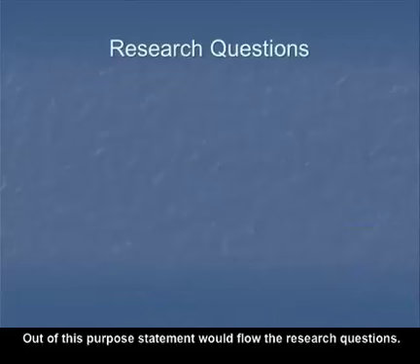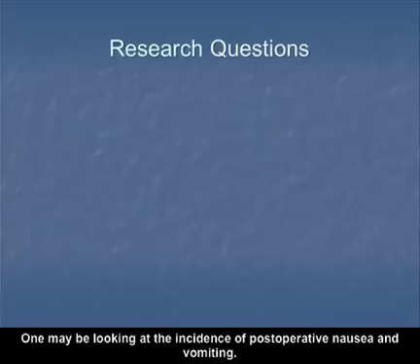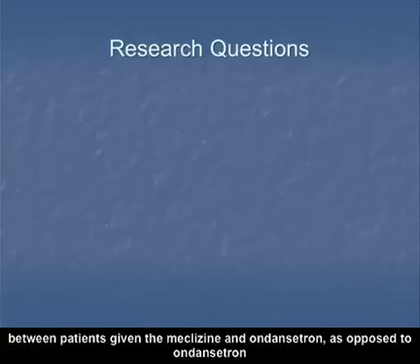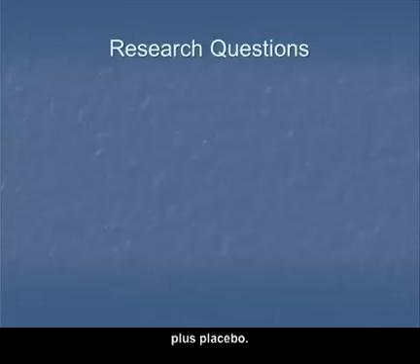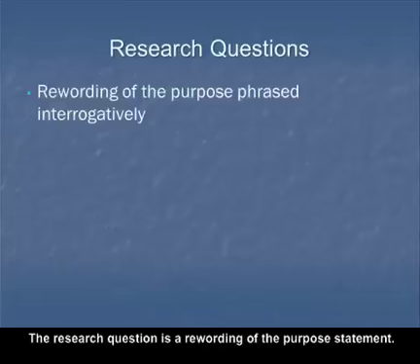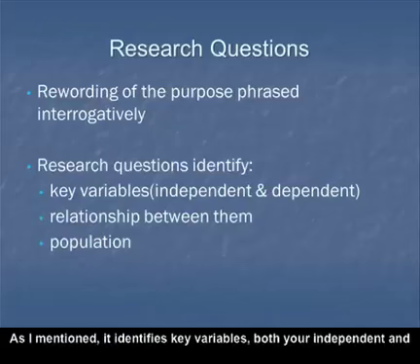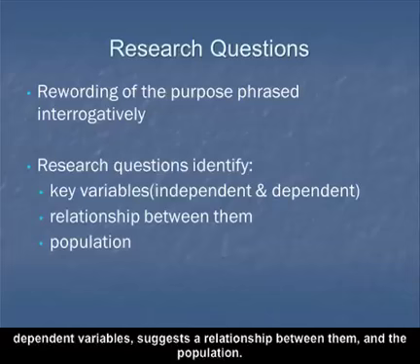Out of this purpose statement would flow the research questions. You might have several research questions to address this problem. One may be looking at the incidence of postoperative nausea and vomiting. Another may be looking at the severity of postoperative nausea and vomiting between patients given meclizine and ondansetron as opposed to ondansetron plus placebo. So the research question is a rewording of the purpose statement. It's phrased as a question. And as I mentioned, it identifies key variables, both your independent and dependent variables, and suggests a relationship between them and the population.